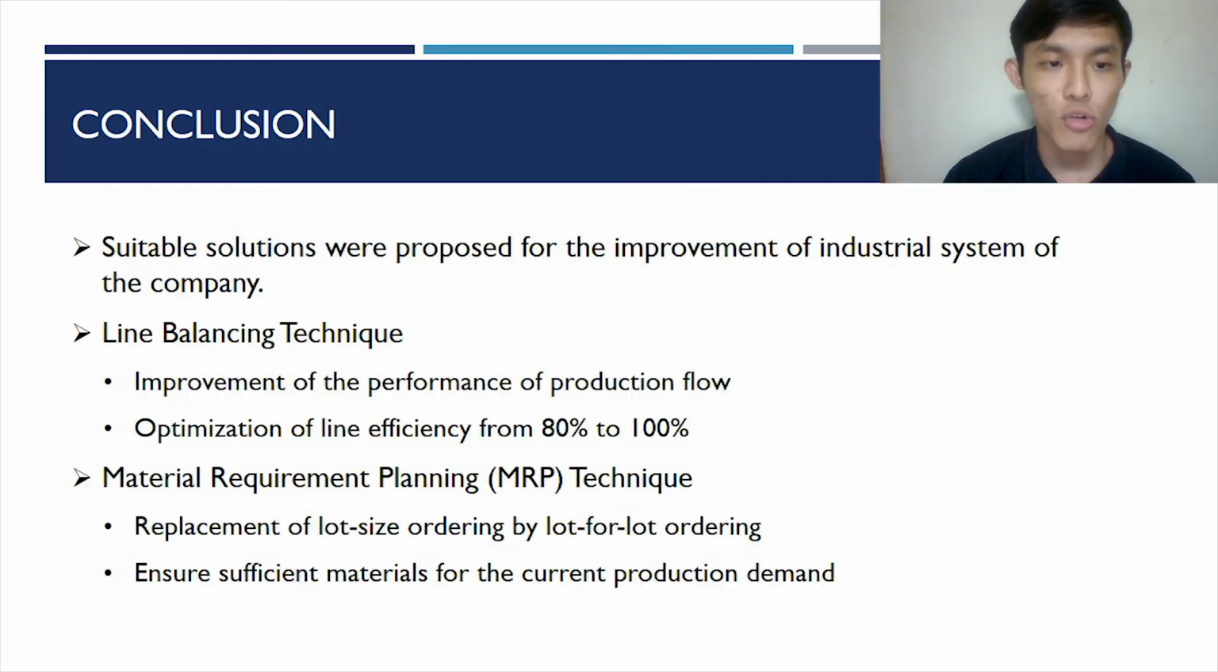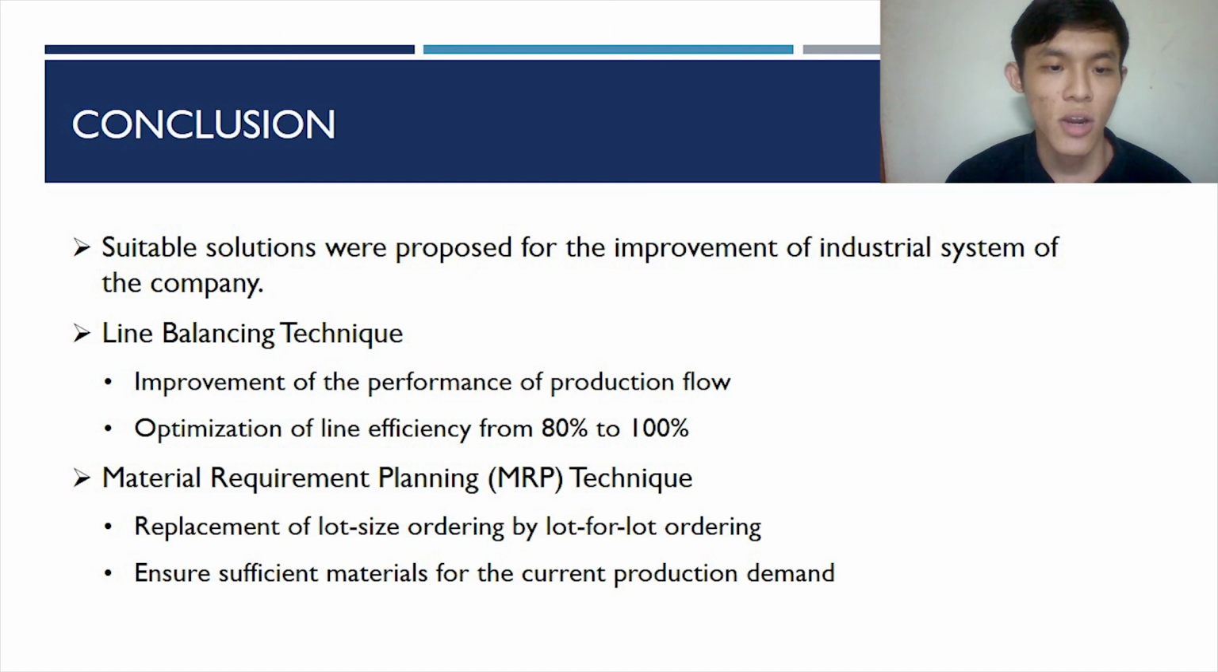Thank you. For the conclusions, suitable solutions were proposed for the improvement of the industrial system of the company. The first is the line balancing technique, which is applied to improve the performance of the production flow. The line efficiency is increased from 80% to 100% based on the line balancing technique for the new process flow.